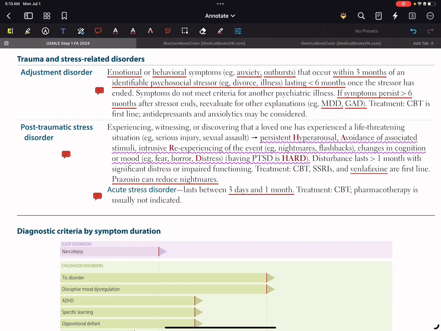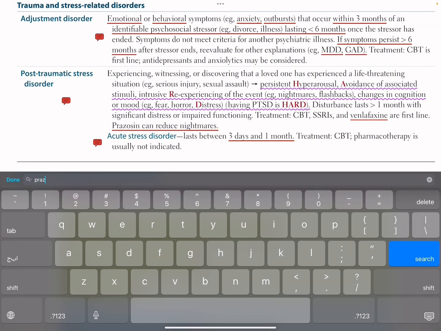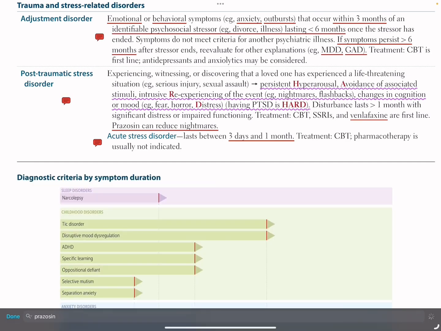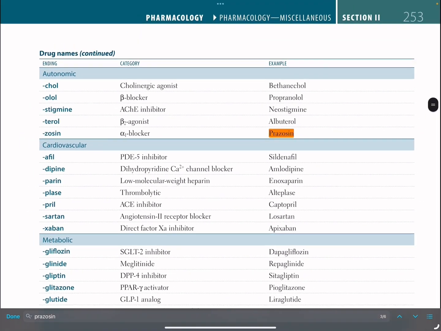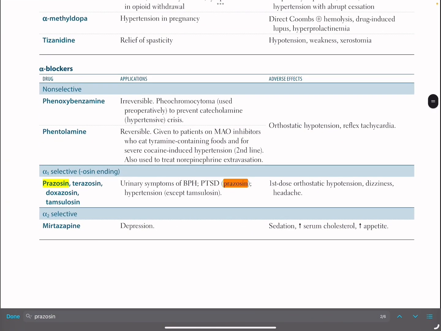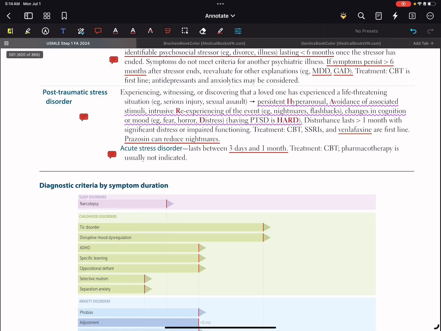Prazosin can reduce nightmares. What is prazosin? An alpha 1 blocker, like tamsulosin, which is used for benign prostatic hyperplasia. In PTSD, prazosin can reduce nightmares. Then we have acute stress disorder, which lasts between 3 days and 1 month. Treatment, CBT. Pharmacotherapy is usually not indicated.